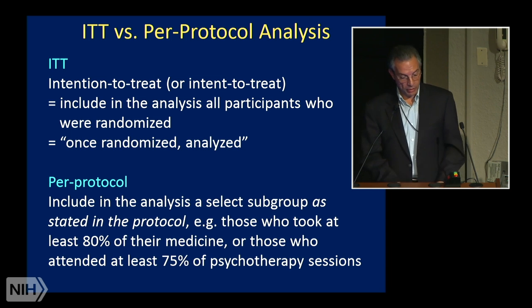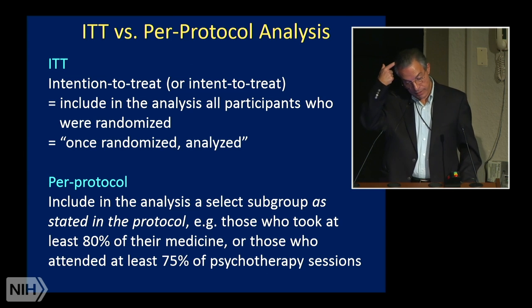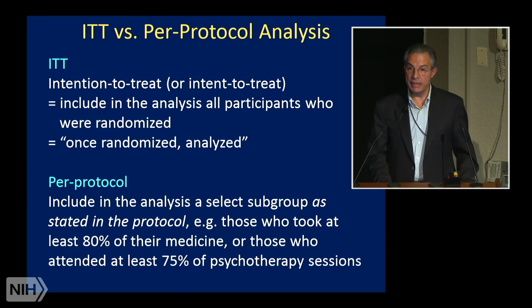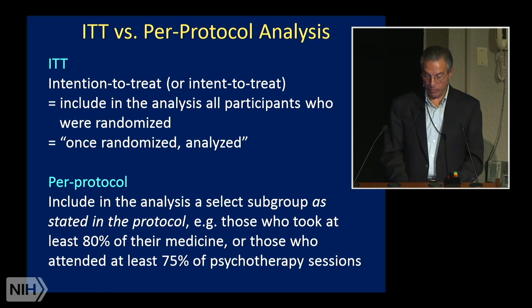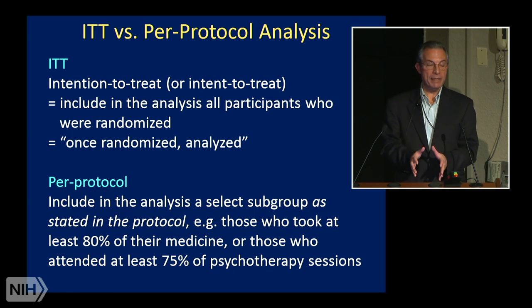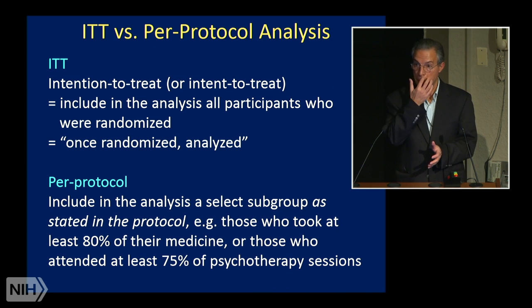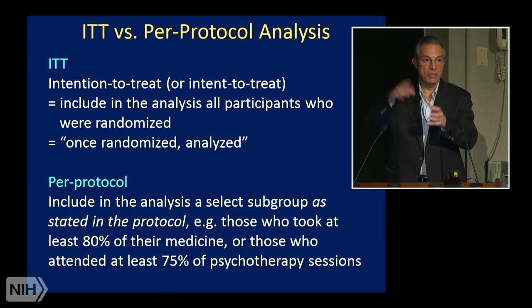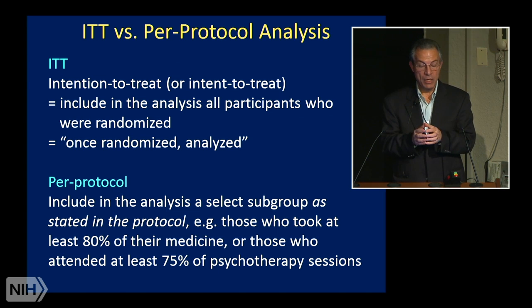Versus per protocol, which means include in the analysis a select subgroup as stated in the protocol. For example, those who took at least 80% of their medicine or those who attended at least 75% of psychotherapy sessions. The primary analysis has to be the intention to treat analysis. Has to. Because without that, randomization is basically useless.